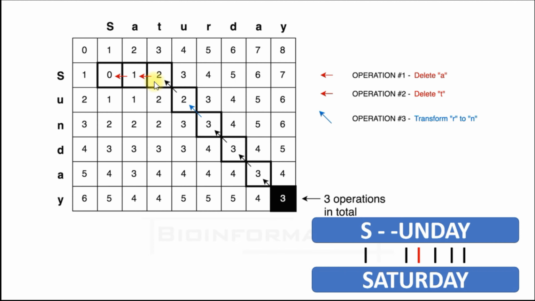Also, S and T is a mismatch. We will add the penalty 1 more, now it becomes 2. The same is done in the whole column. This way, the whole matrix would be filled.